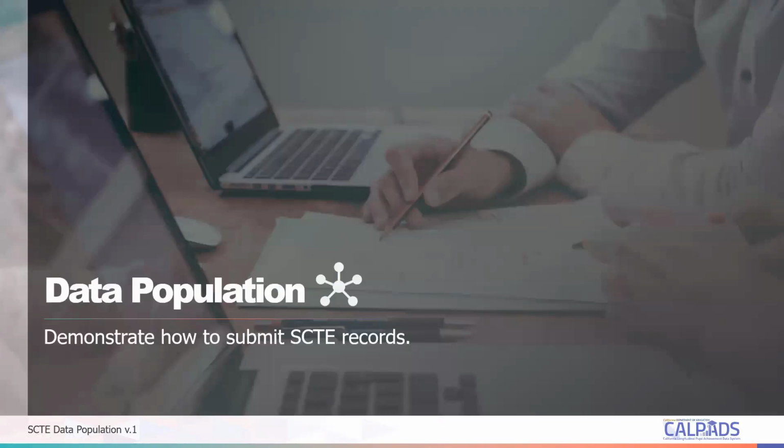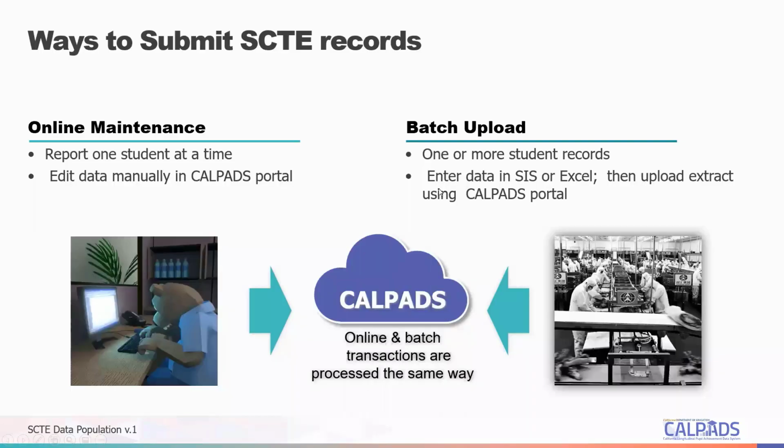We will now discuss and demonstrate how to submit SCTE records in CALPADS. There are two ways to submit CTE records in CALPADS. First is your online maintenance, where you can add one CTE record at a time. This is the slower process. The faster process is through batch file upload, where you can submit multiple records at once.